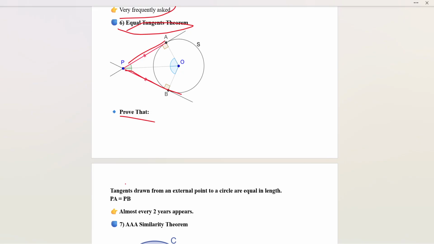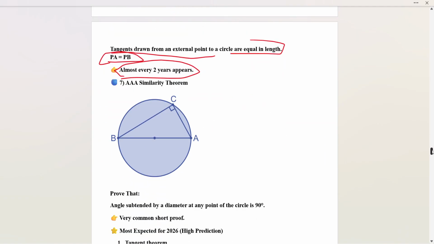So here, prove that tangents drawn from an external point to a circle are of equal length. So PA is equal to PB. Almost every two years that theorem appears in your board exam. So move to the next.